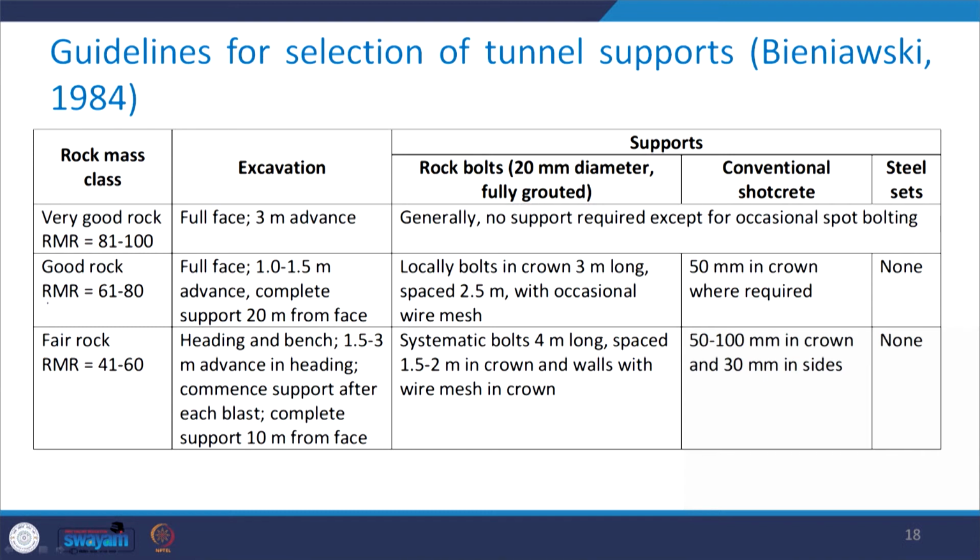In this table, it has been given in detail that when we have the rock mass class as very good rock, having RMR varying between 81 to 100, the excavation is done as full face and only 3 meter in advance. When I say full face, it means the whole excavation is done in one go, and the unsupported length of the excavation can be 3 meters. So in one go you have the excavation as 3 meter only.